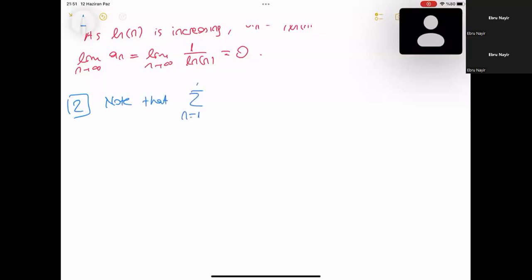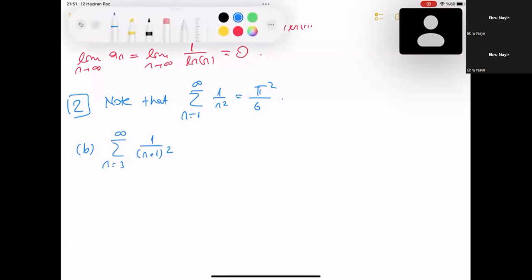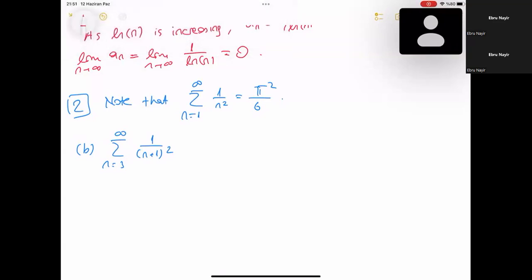So we're given this equality, pi squared over 6. I will show only the second part. Here we have this sum, n plus 1 squared. Okay, we're given this. We will find the sum using this fact above.